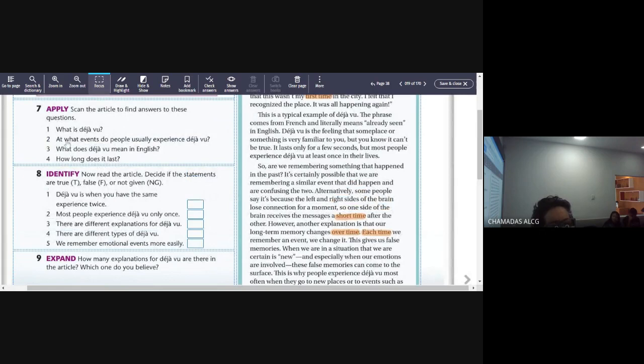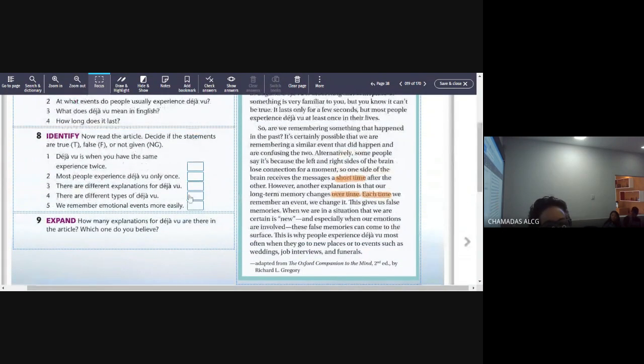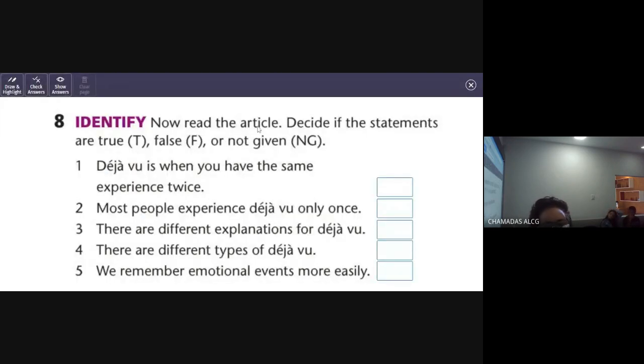At what events do people usually experience déjà vu, right? That question here. Weddings, job interviews, funerals, when people travel. That's very good. So back to number 8. We were supposed to read the article and decide if the statements are true, false, or not given. So let's see the first one here.